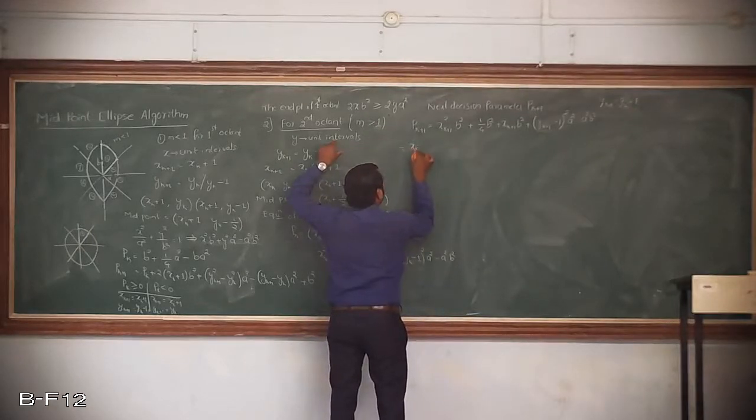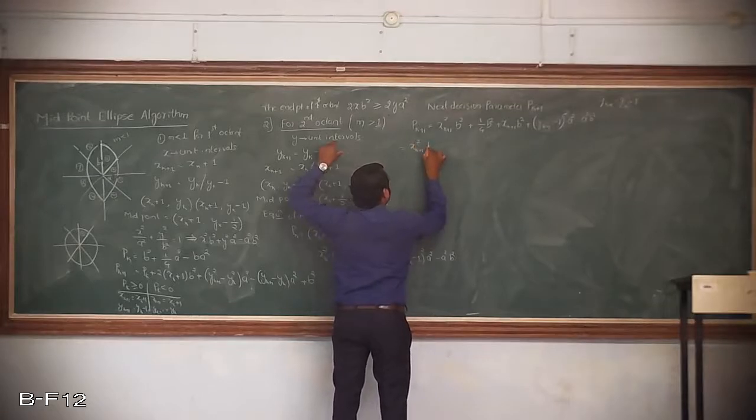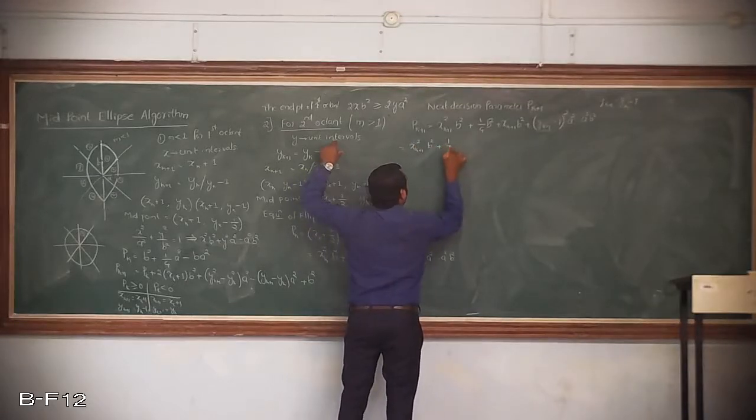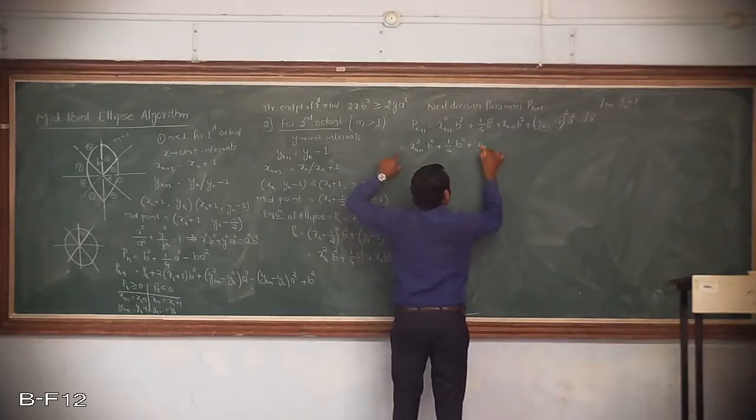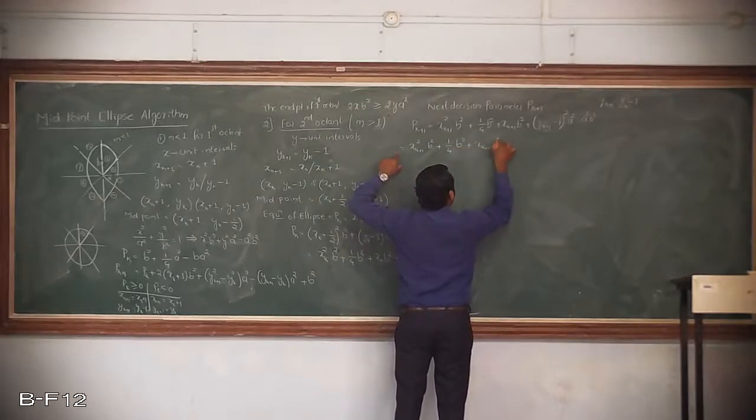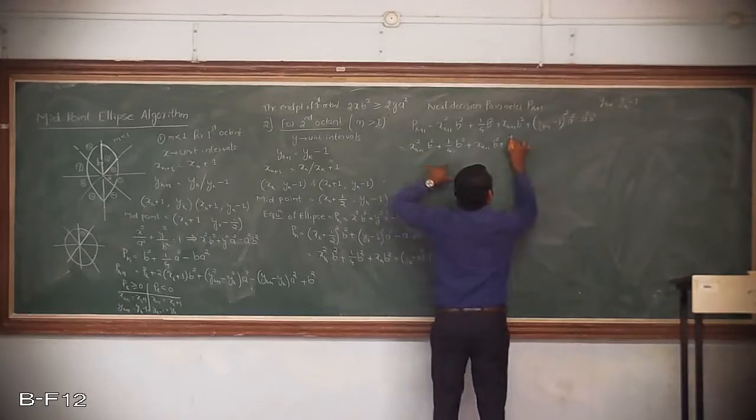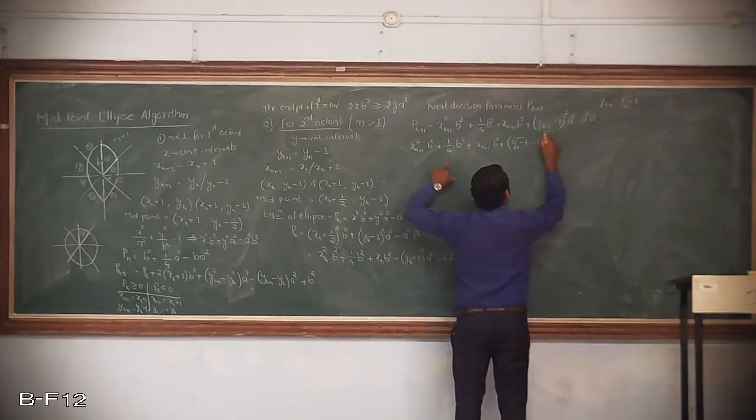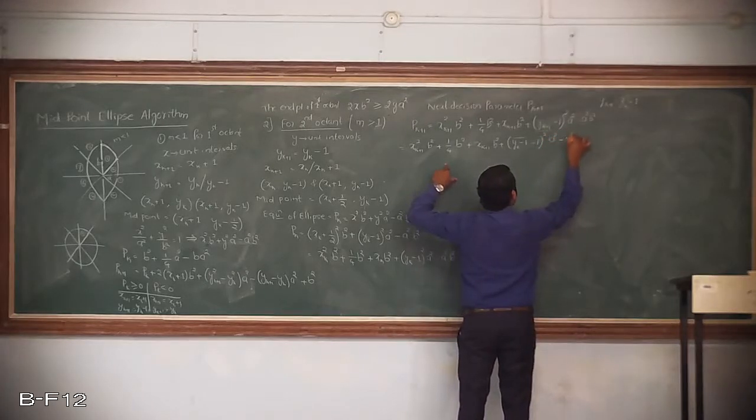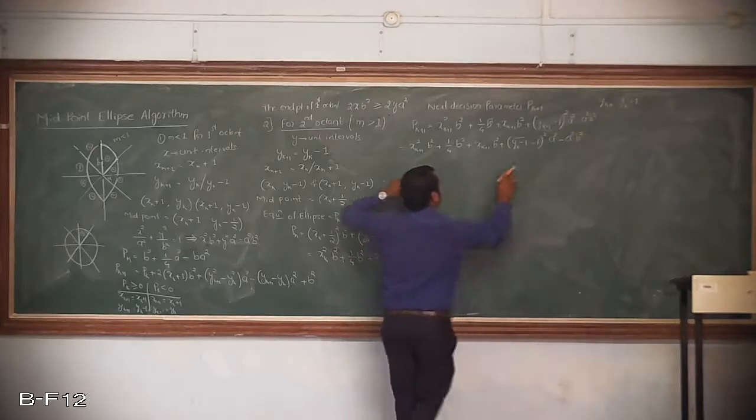So it will be (xk+1)² b² + 1/4 b² + (xk+1) b² + here I will write it as (yk−1)². I will take this as 1 and this −1 is already there. So I will write the same a² − a²b². Okay, I will simplify this term.